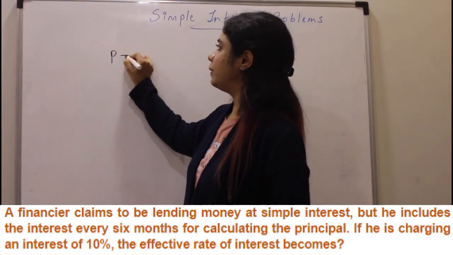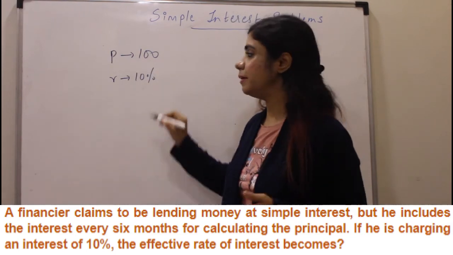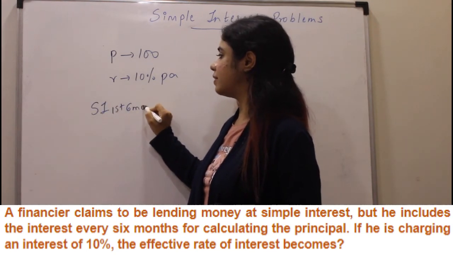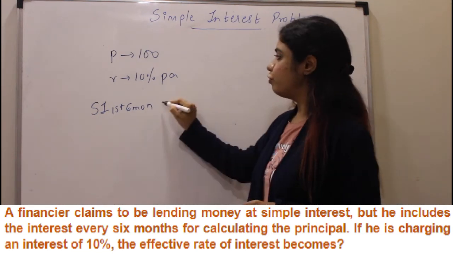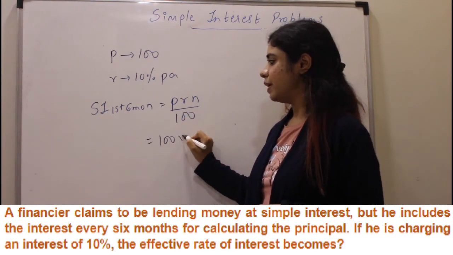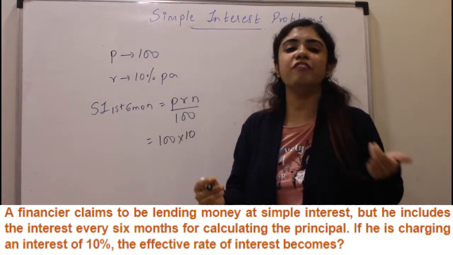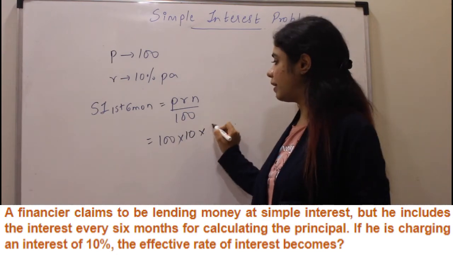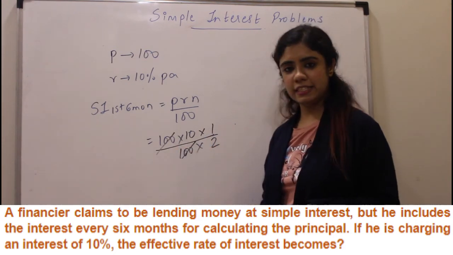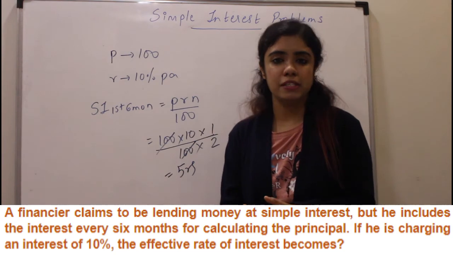Let's assume the principal to be 100. Okay? The rate given is 10% and that is 10% per annum. So if I ask you what is the simple interest for the first 6 months? Formula is PRN upon 100. Principal is 100. Rate is 10%. But number of years, we are talking only about half the year. We are only talking about 6 months. So it will become half, and upon 100. So your 100 will get cancelled. 10 upon 2 will give you 5 rupees. So simple interest for the first 6 months was 5 rupees.